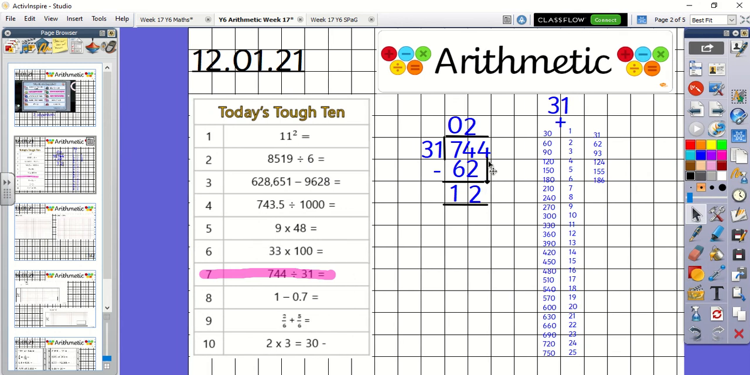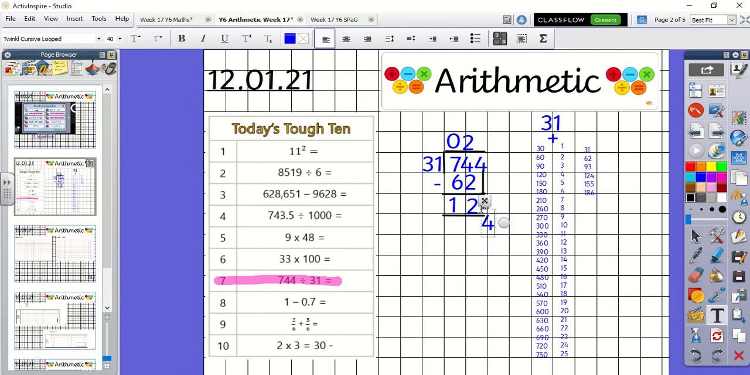So now I've got to bring that 4 down. I now need to do how many 31s go into 124. Straight away I can see that 124 is in my 31 times table. So I can go 1 times, 2 times, 3 times, 4 times. And that would be the answer at the top there.